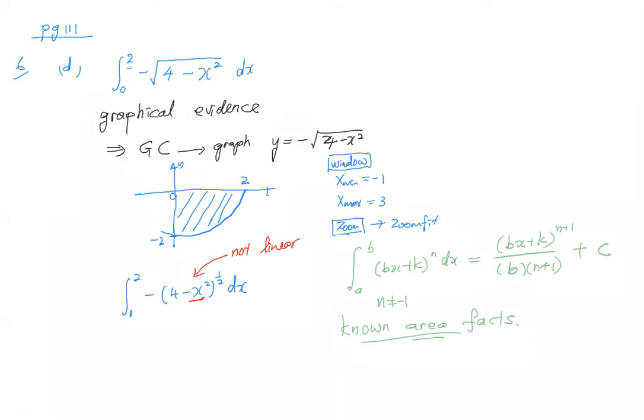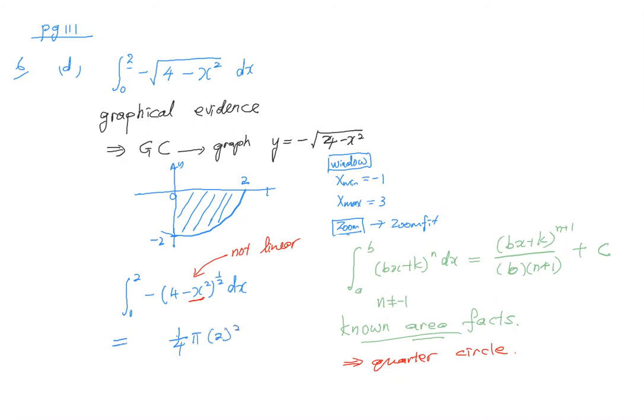Do you know how to find the area of a rectangle? Base times height. Do you know how to find the area of a trapezium? These are called known area facts. So if you see this shape, what is the shape that you're supposed to think of? A circle. A quarter circle. The radius is 2 and then pi r squared divided by 4. But if you just do it like that, one quarter pi r squared, you are wrong.